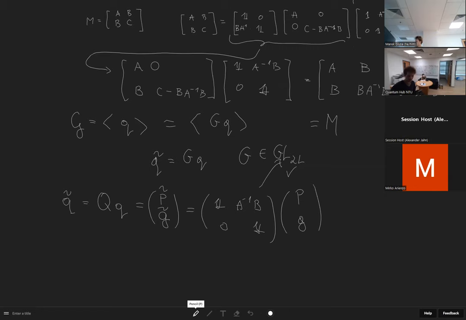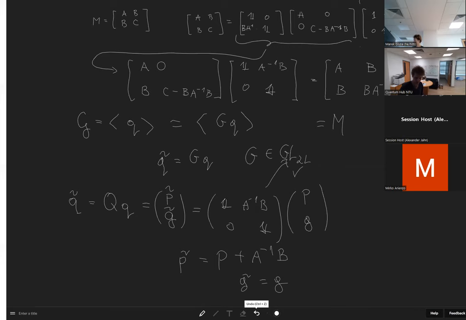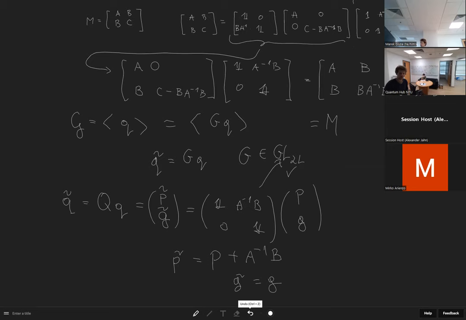And we see that P tilde is P plus A minus 1B, and G tilde is exactly G. Okay. So that's basically almost all that I wanted to say for today, because that's the way to discuss the partial Grassmann integration.